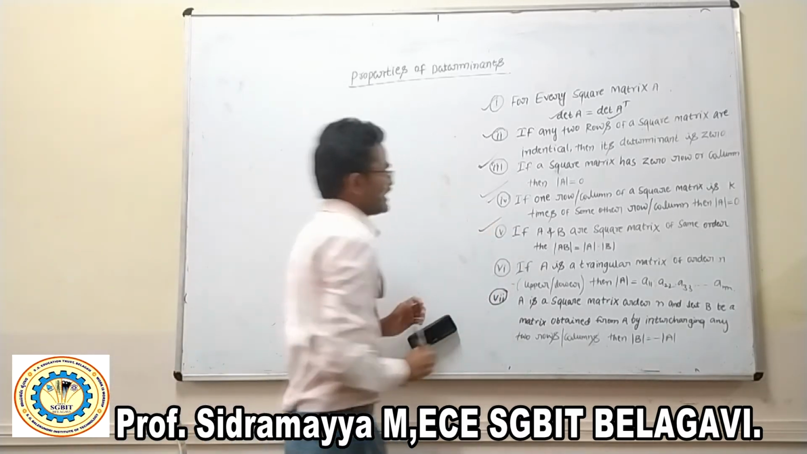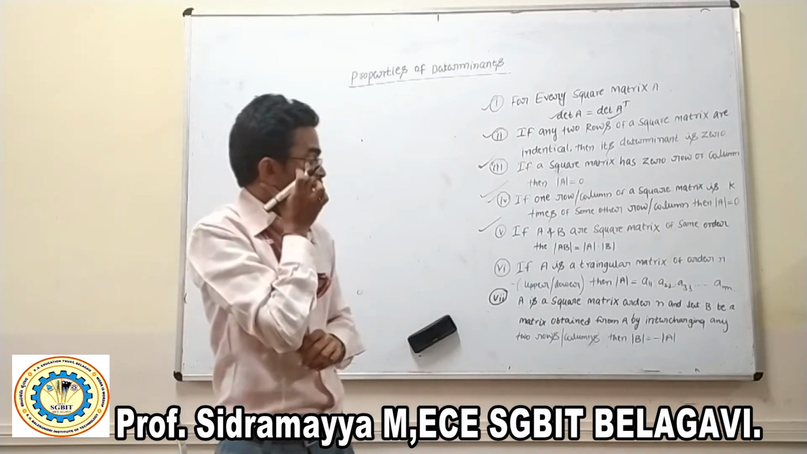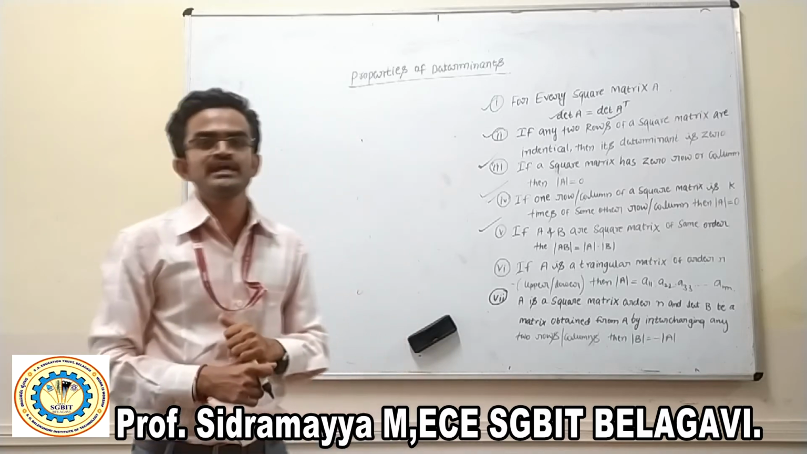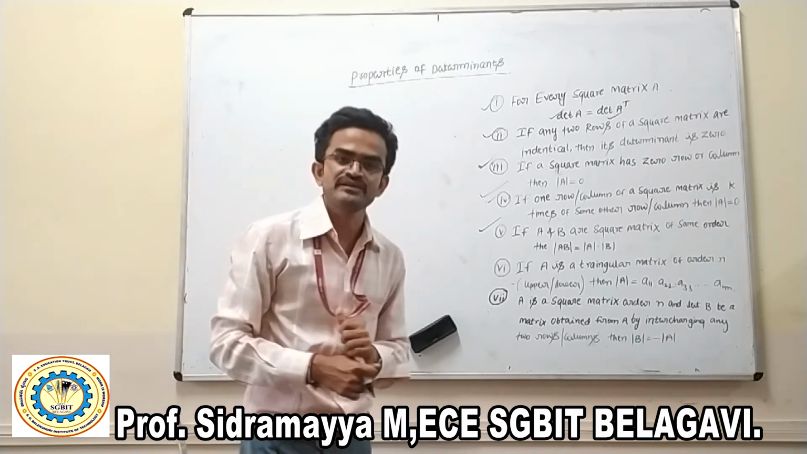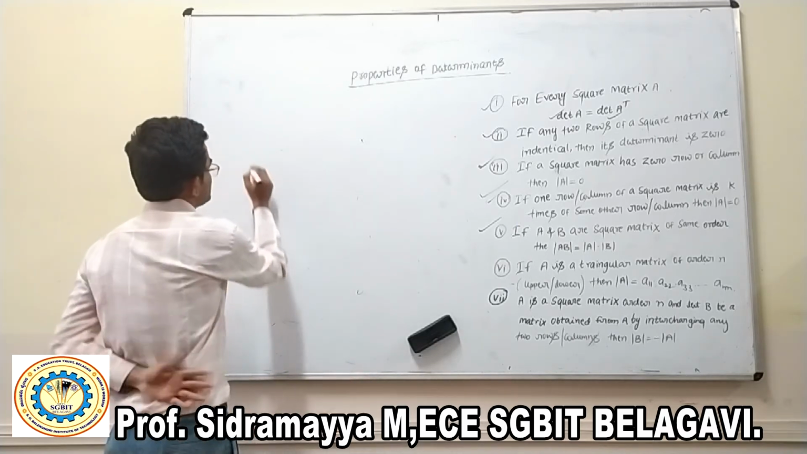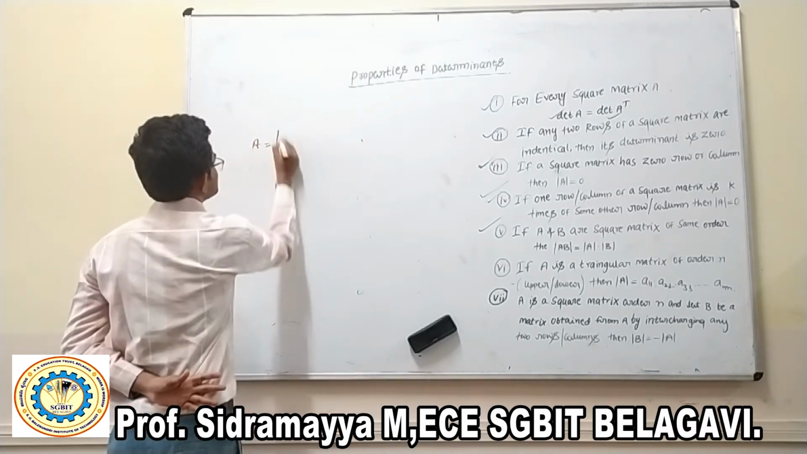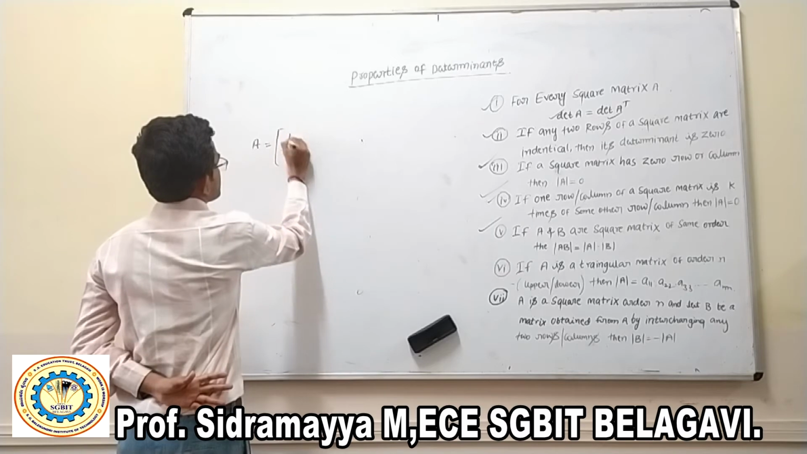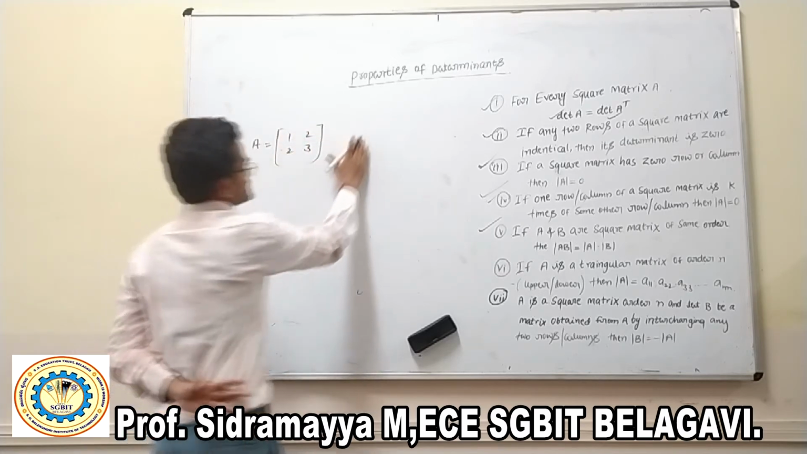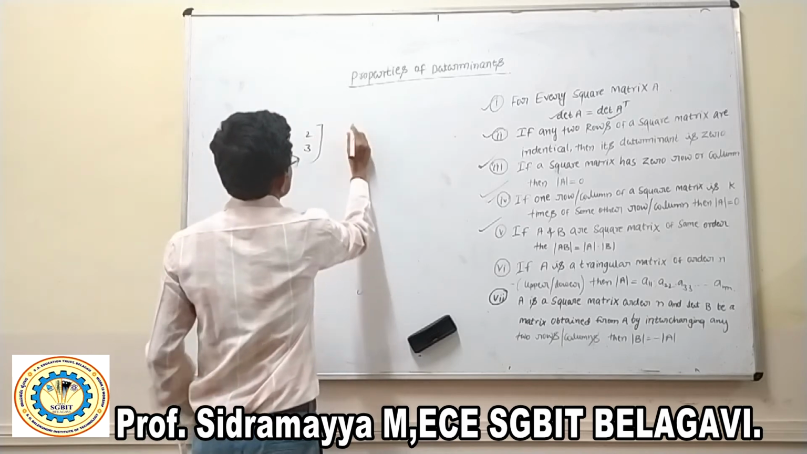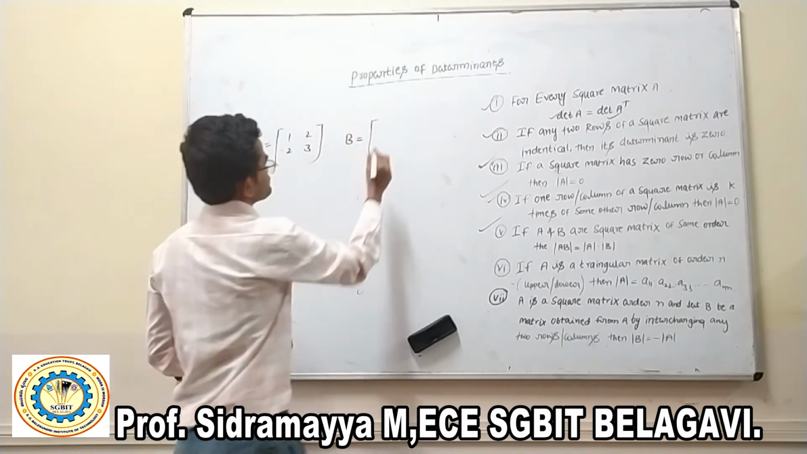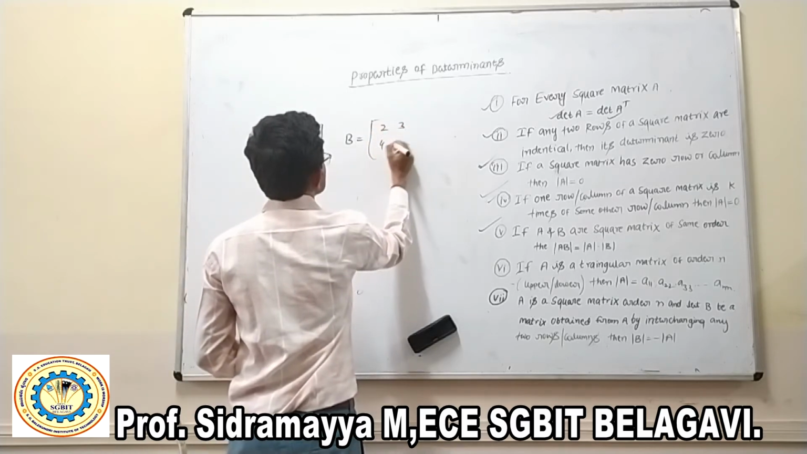Consider this one. If A and B are square matrices of the same order, then the determinant of AB is equal to the determinant of A into the determinant of B. Now, I consider here A and B two square matrices, 2 cross 2. A is 1, 2, 2, 3. Similarly, B is 2, 3, 4, 6.